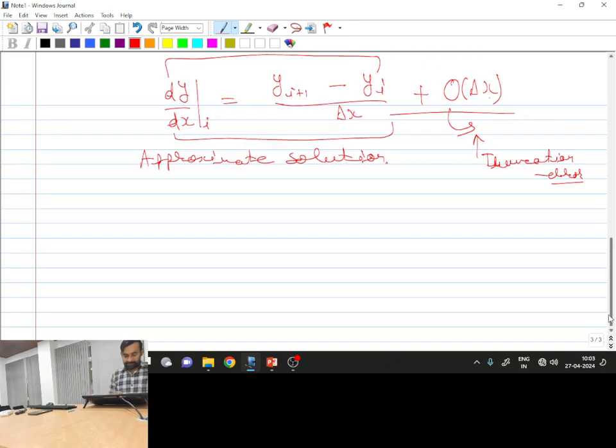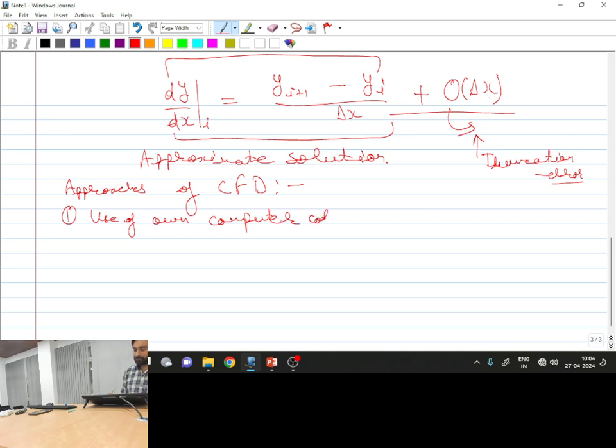So this is the process of CFD. Now, after understanding the process of CFD, let's talk about approaches of CFD. What are the different approaches which we can use for CFD? If you see the different approaches, the first approach can be that you write your own computer codes, which can do all these processes you have specified.